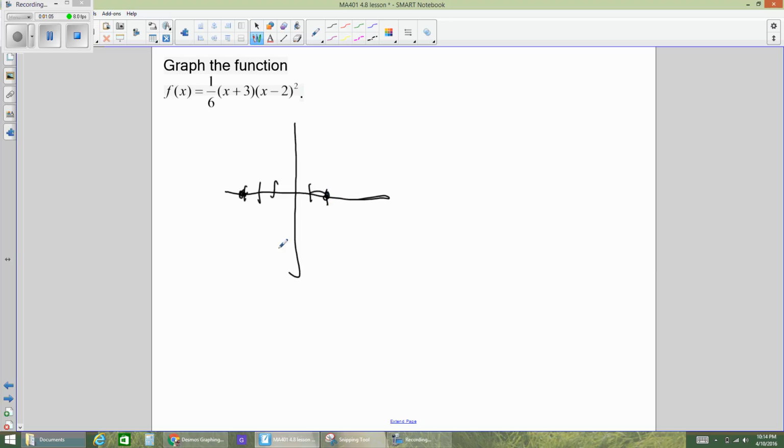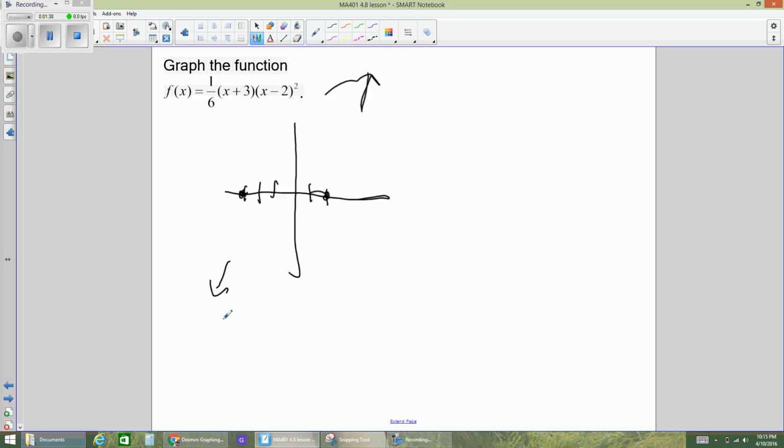Now, the end behavior of this function is like this, because this is a positive odd function. I know it's positive because 1/6 is positive, and I know it's odd because I have one x with the x plus 3, and I have two x's happening with the quantity of x minus 2 squared, because squared means it's going to be an x squared.